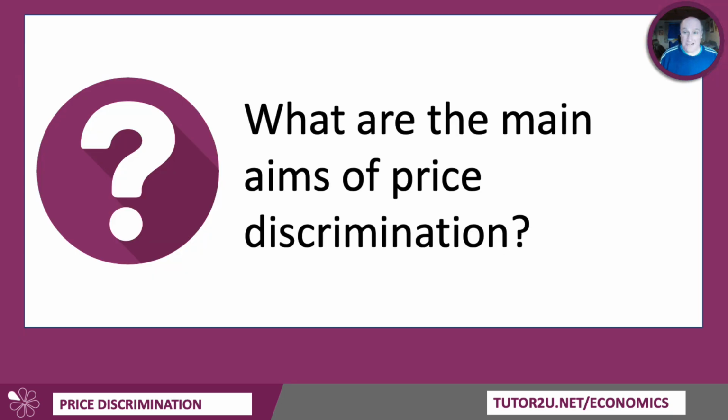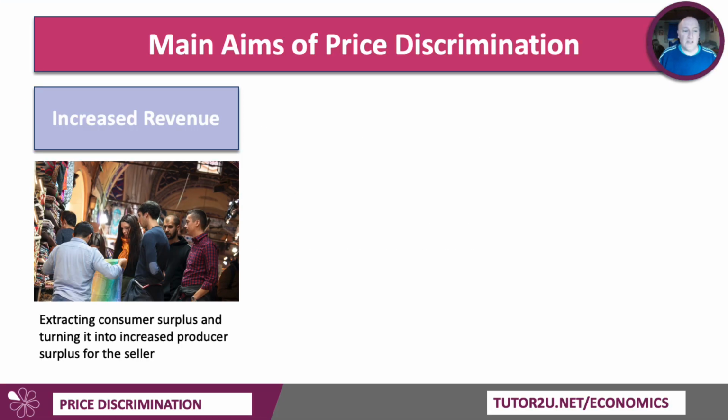What are the aims of price discrimination? Well, why do firms do this? Okay, well, one is they want to extract consumer surplus and turn it into increased producer surplus, revenue and profit. Consumer surplus, don't forget, is the difference between the price you're willing to pay and the price you actually do have to pay. So 1, grow your revenue.